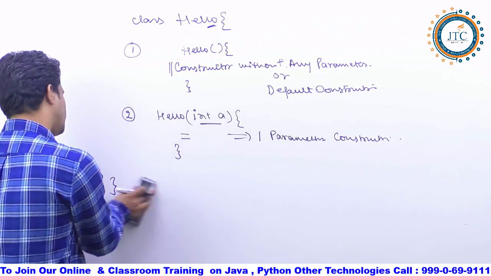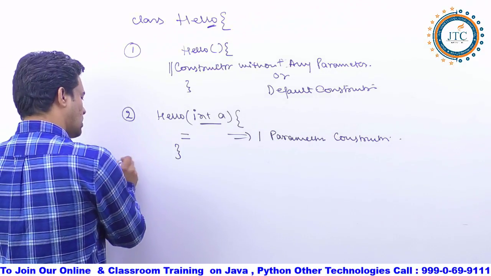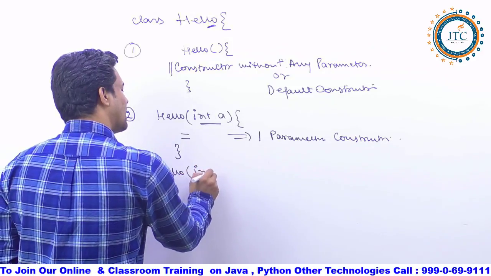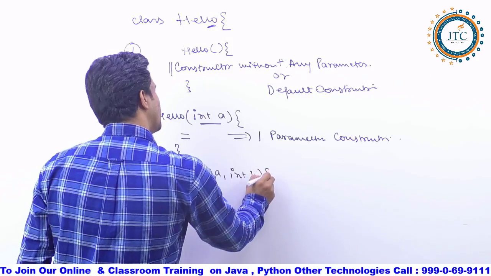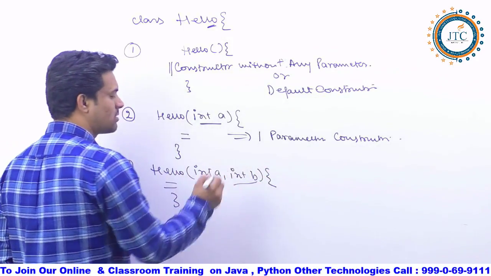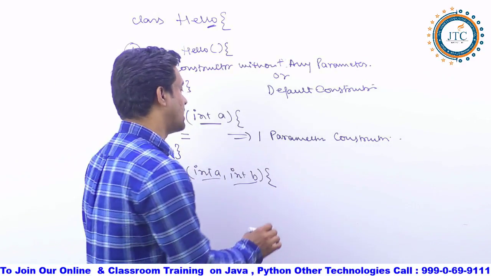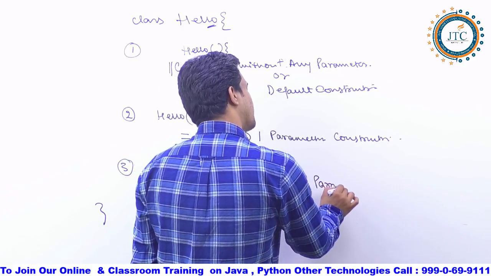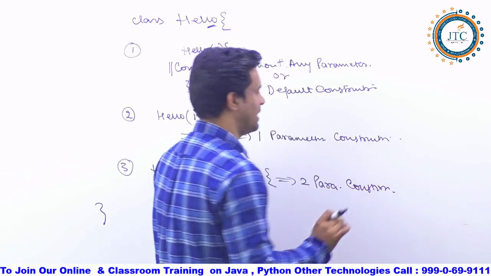Next, inside this, the third option I'll write here: int a and int b. So if I have written two parameters here, this constructor is called a two parameterized constructor. So here we can call it a two parameterized constructor. Fine.